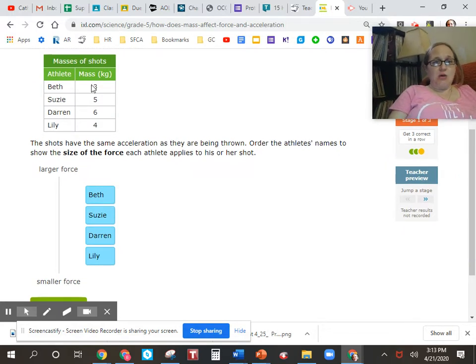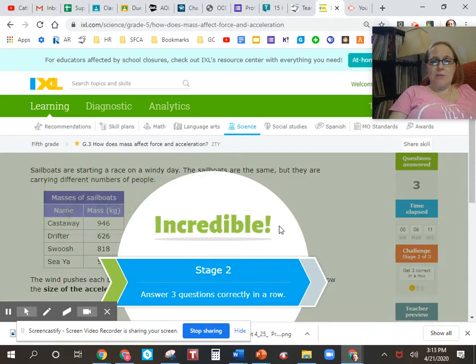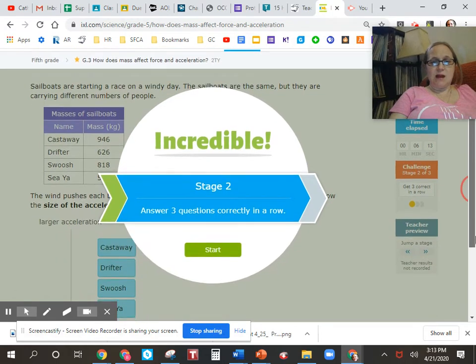Okay. So if we have a larger force, we're going to need a larger force for one of the shot puts that are going to be bigger. So Darren has the biggest. Okay, and who has the smallest one? Beth has the smallest one. And I'm going to order them from there. So Darren, and then Susie, and then Lily, and then Beth. And we got it. Okay, stage 2.